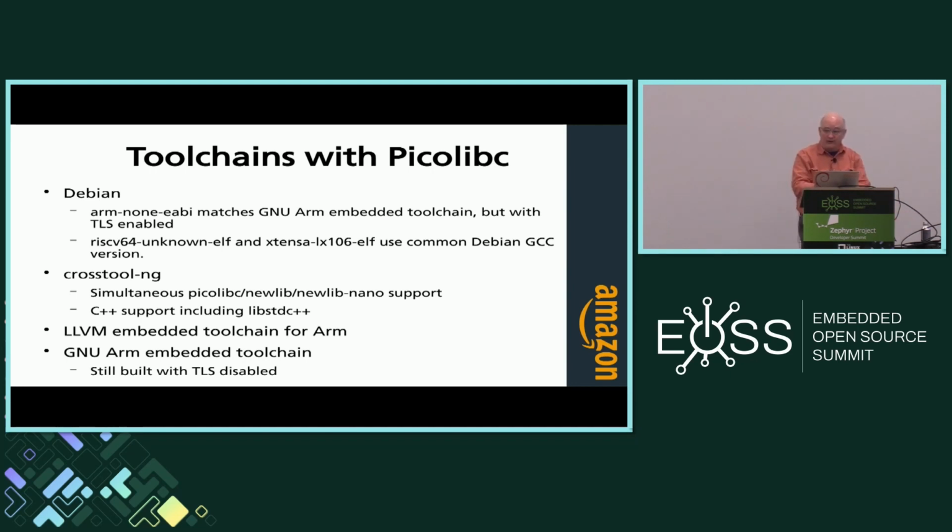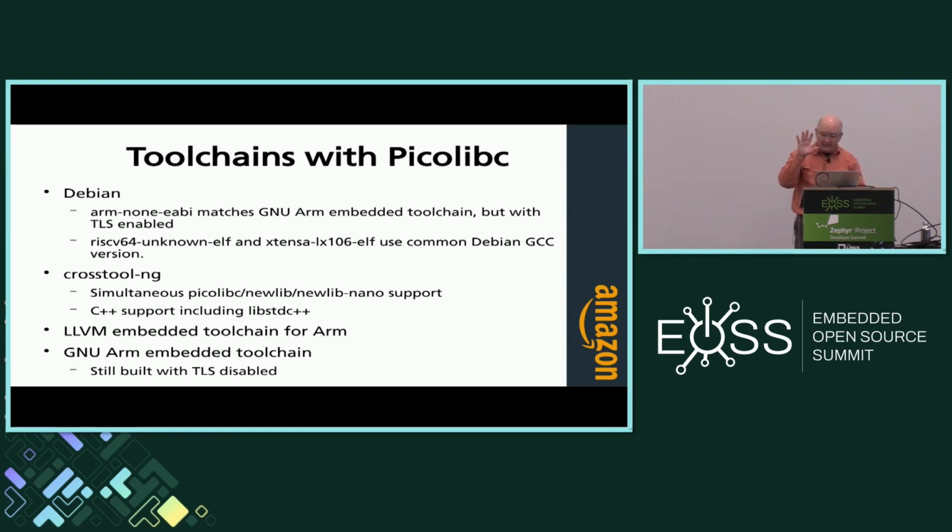So CrossToolNG is a super popular one. I recommend that for anybody who's trying to build their own tool chain. It's a really great place to get a nice tool chain. LLVM ARM is actually shipping an LLVM-based tool chain now, and that tool chain with Clang, and LLD, and Picolibc, they use that by default now. So if you want to use a Clang tool chain, you can just go download it from ARM, and it includes Picolibc already integrated.